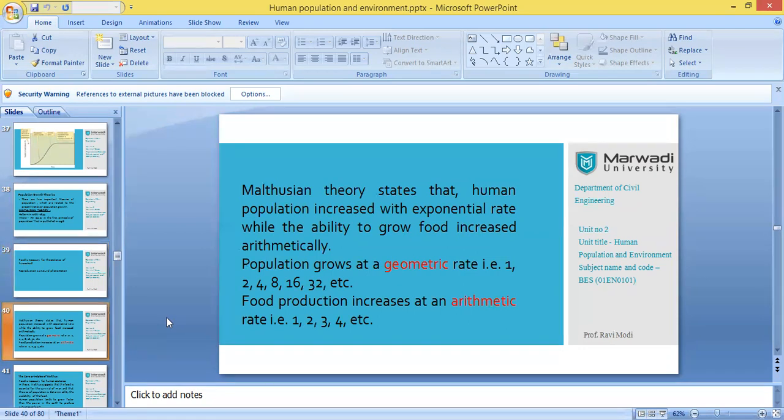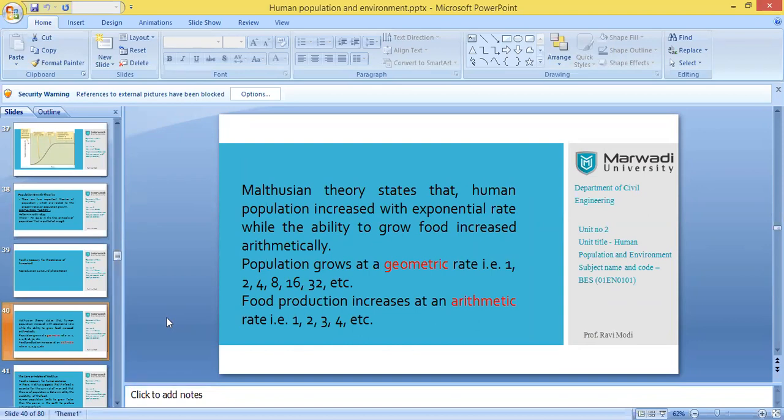So this does not go hand in hand. Food is necessary for the survival of human beings. In order for human beings to survive, the food should grow at the same rate as the human reproduction. But the human population is increasing exponentially, whereas the ability to grow food is increasing arithmetically. So food is increasing at a lower rate as compared to the human population.